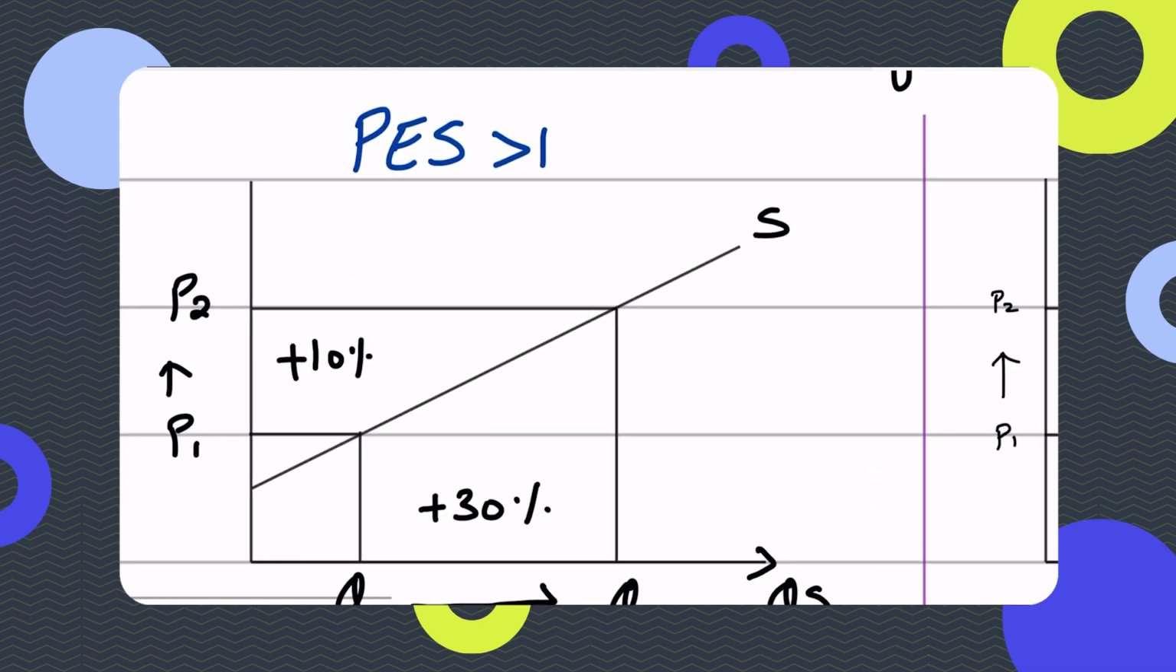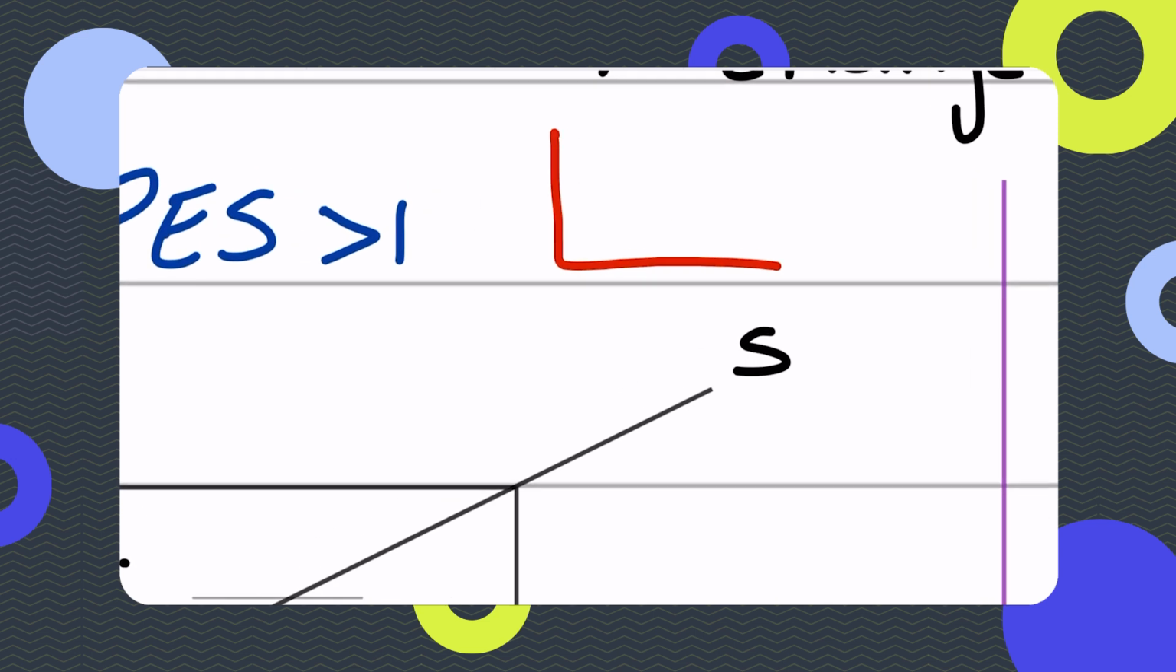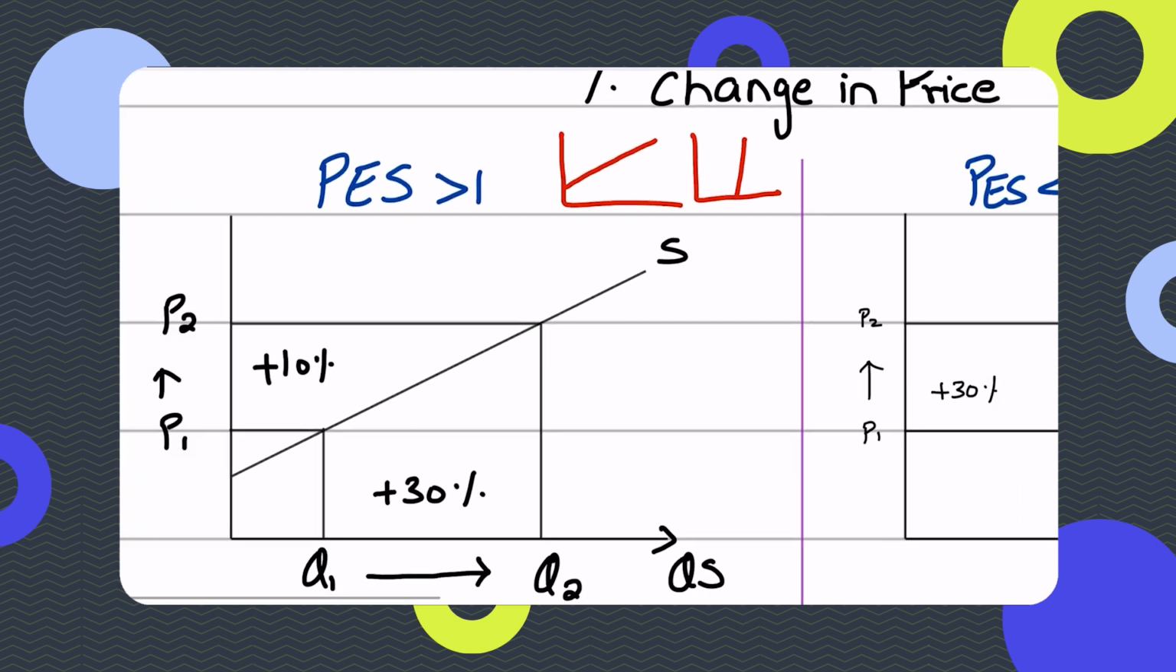So guys, as you can see over here, when the supply is elastic, the PES would be greater than 1. And how will you draw an elastic supply curve? You will draw an elastic supply curve by starting the supply curve from the vertical axis like this. This is an elastic supply curve. And how are you going to draw an inelastic supply curve? Like this. So an elastic supply curve, guys, remember, has a flat slope.